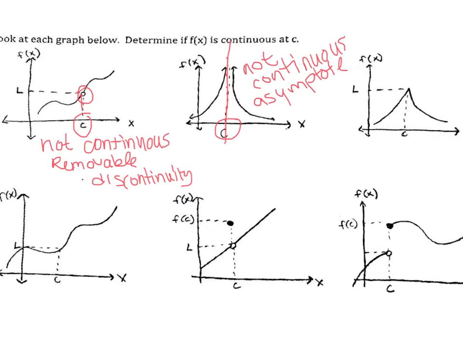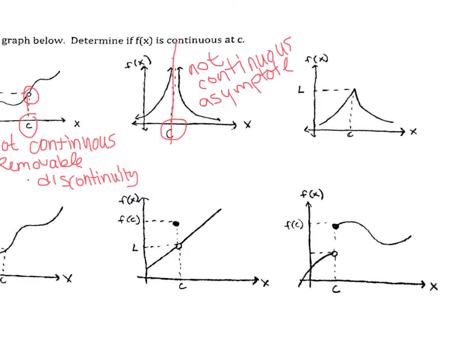Great, moving along. Okay, let's look at our next graph. So this graph right here. So again, at the point C on my x-axis, is my graph continuous? Is my function going to continue through this point? And in this graph, it is. So yes, my graph is continuous, or we could write continuous. Either one works.